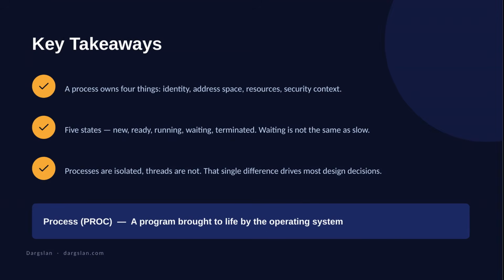So let's lock in the essentials. A process owns 4 things: identity, address space, resources, and security context. It moves through 5 states, and remember, waiting isn't slowness, it's a process paused for a reason. And the single line that separates processes from threads, isolation, is the one that shapes almost every design decision an operating system makes. A program is just a recipe, a process is the meal being cooked.